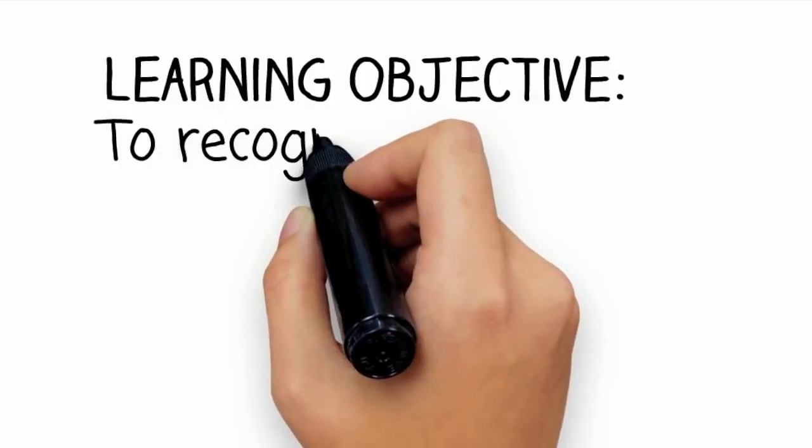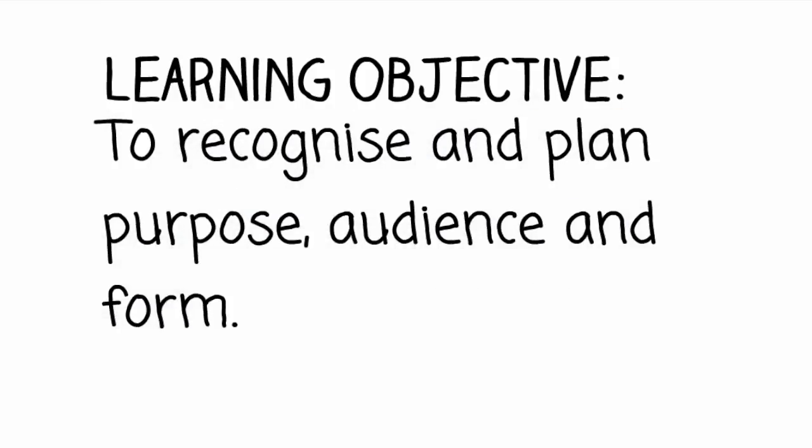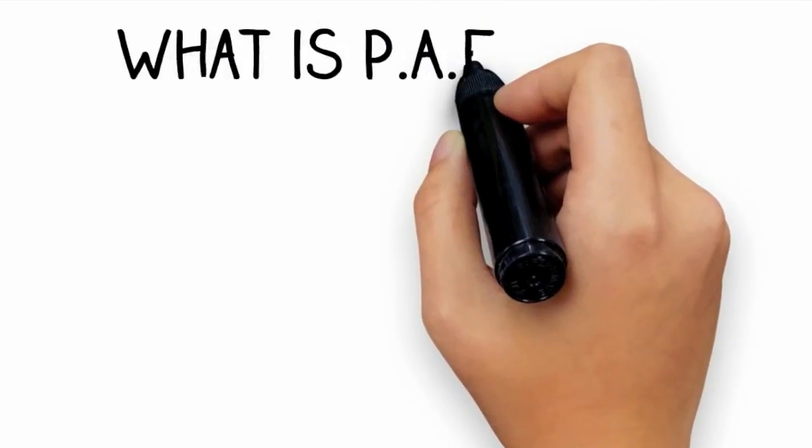So let's get started with the learning objective for this session then. Our learning objective today is to recognise and plan purpose, audience and form. So that's recognise for the reading section and use it to help you plan for the writing section. So you can see that purpose, audience, form play a really important role in both sections, or both papers, for English. So let's start with the basics.